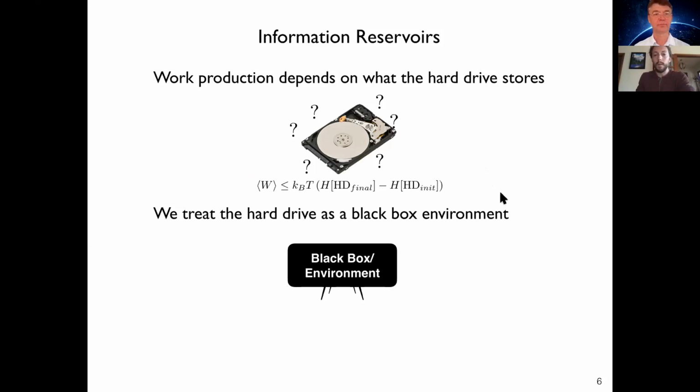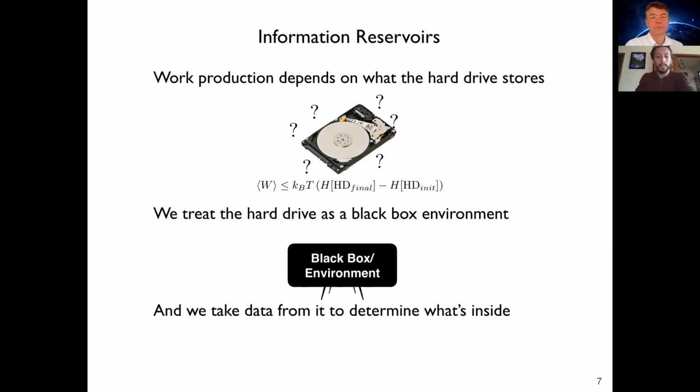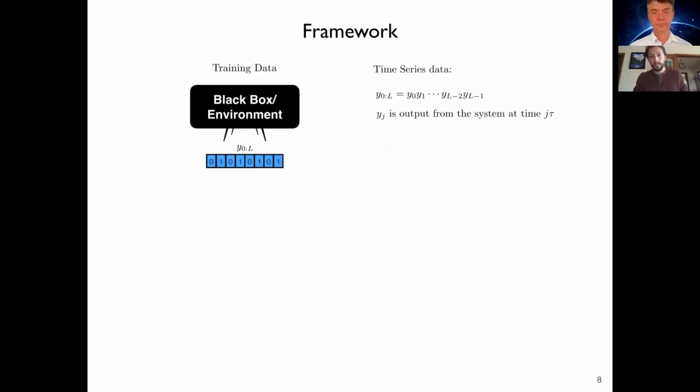So practically, what might we do with this hard drive? Let's say we don't actually know what's on the hard drive, and so we treat it as a black box. It's our informational environment. And what we would do is take some data from it to determine what's on the inside, to sort of peek into the structure of the box. So this is the framework that we have laid out here.